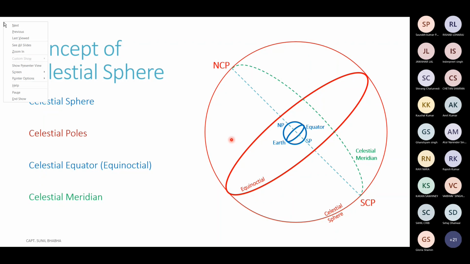Beta, any doubts up to here? Sir, what is the difference between GHA and SHA?